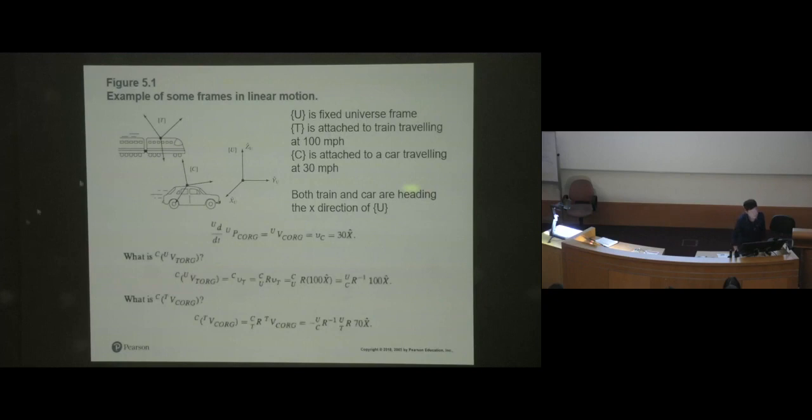So this is what happens when you have U V T, the velocity of the train traveling with respect to U, and referenced to C. If I'm looking at V C origin with respect to T, meaning the velocity of the car with respect to T, and in terms of C, you do the same as earlier and end up with C T R times T V C origin. You know that V C origin is U T R times 70 x hat. So you end up with U C R minus 1 times U T R times 70 x hat.